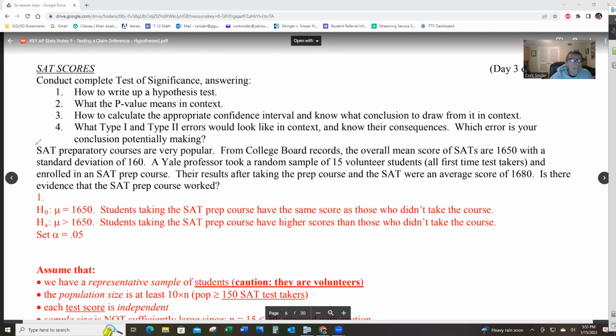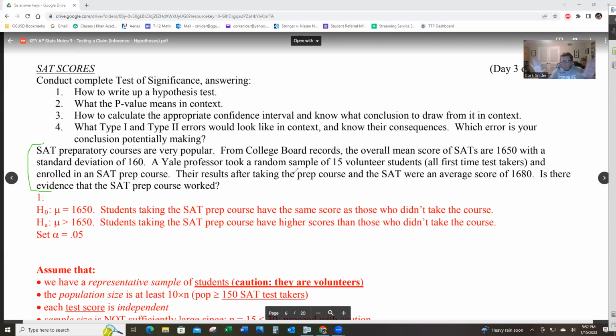Okay, a lot of kids have taken SAT prep courses, especially kids that want to go to a private school where they need a good SAT. SAT prep courses are popular. From College Board records, the overall mean score of SATs is 1650, with a standard deviation of 160. A Yale professor took a random sample of 15 volunteer students.